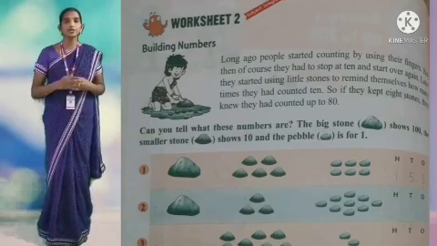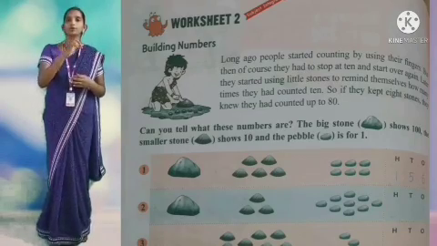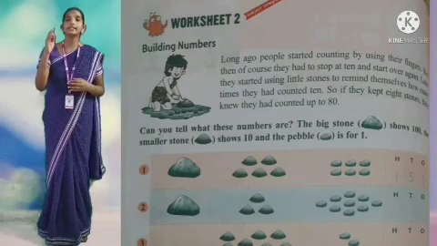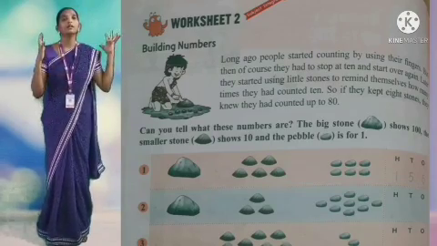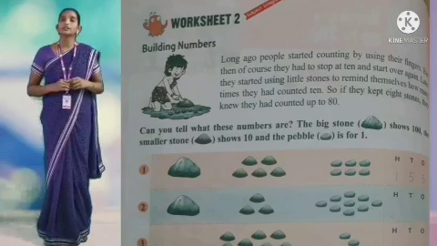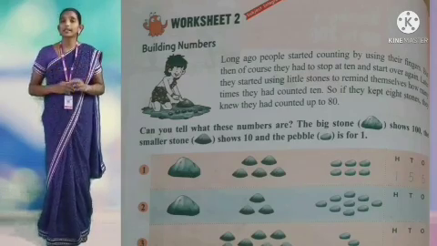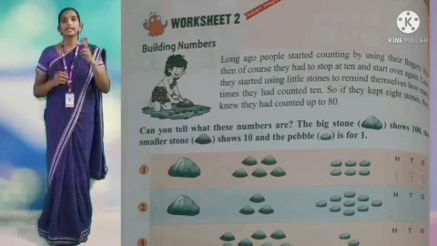Next is the smallest stone. We are going to count it. How many? 1, 2, 3, 4, 5. So in tens place we are going to write 5. So how many big stones are there? 1 big stone? Yes, 1. So we are going to write 1 in hundreds place. So what is the answer? 156. Yes.